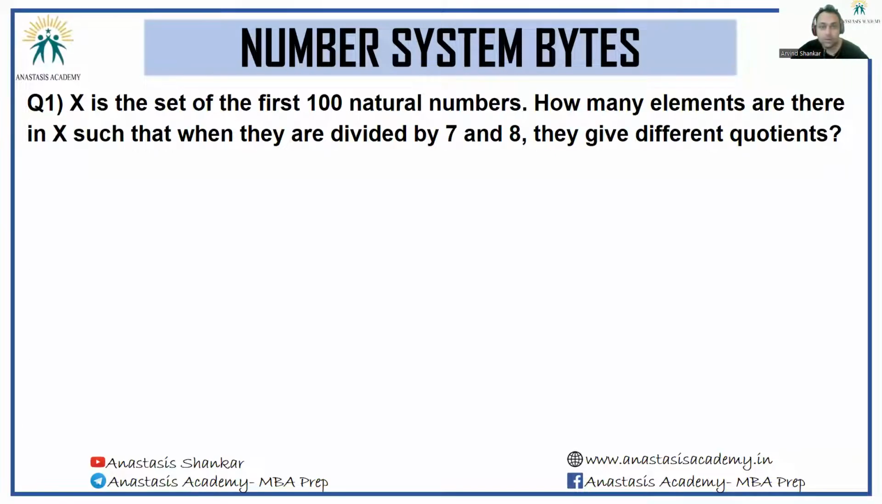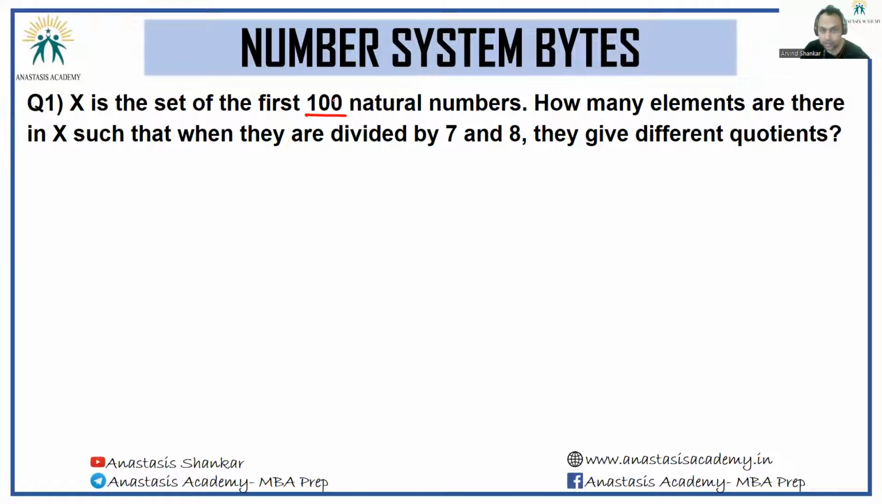Let's look at the solution of number system bytes. Question 1. X is the set of the first 100 natural numbers. How many elements are there in X such that when they are divided by 7 and 8, they give different quotients? Okay. Now see, because we are looking upon division by 7 and 8, what would be the possible quotients up until 100?